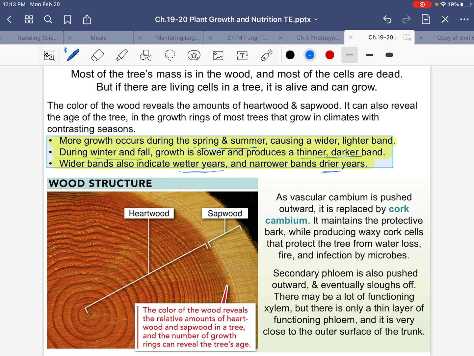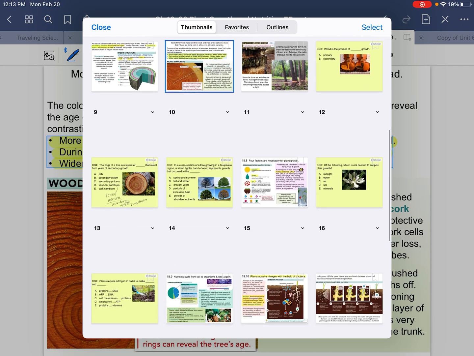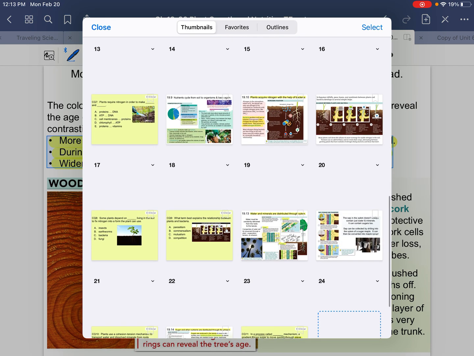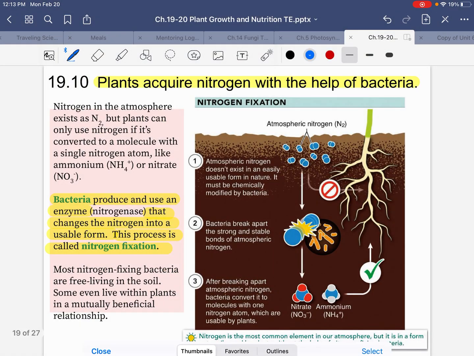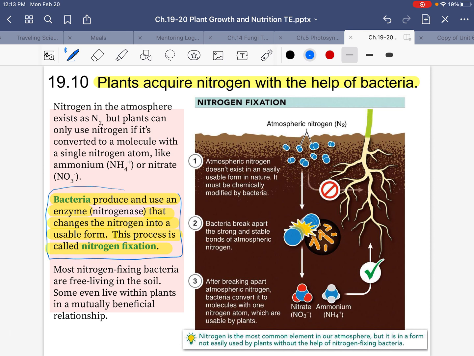And then you have a question on your test about this and how bacteria are necessary for nitrogen in plants, because bacteria can take the nitrogen that's unusable by plants and convert it into a usable form. Plants can't do that, so they have this mutualistic relationship then with bacteria to get the nitrogen.